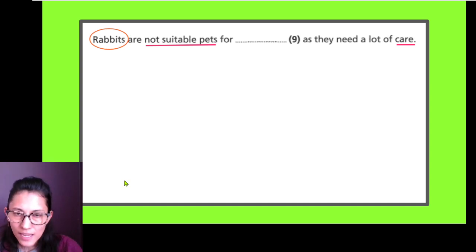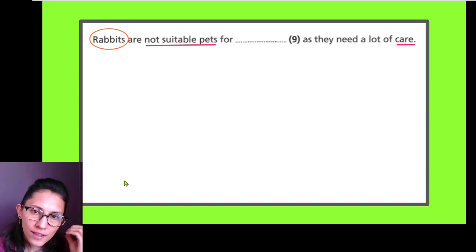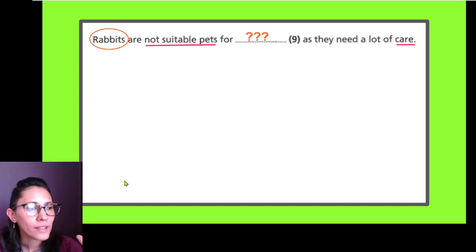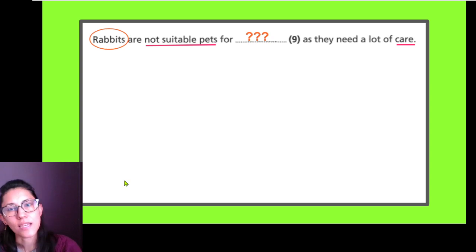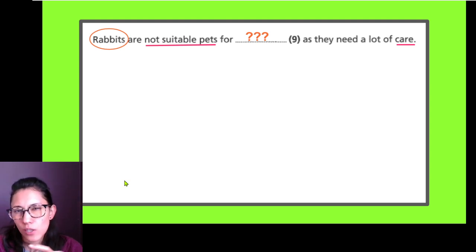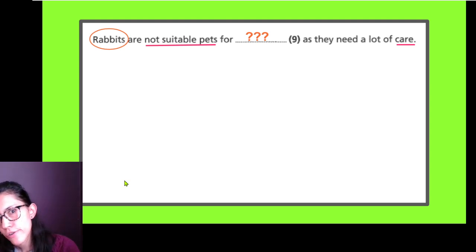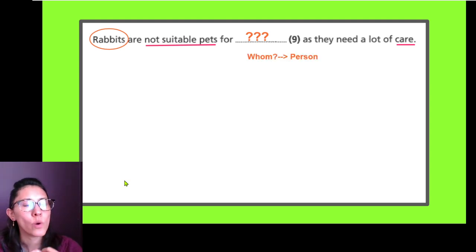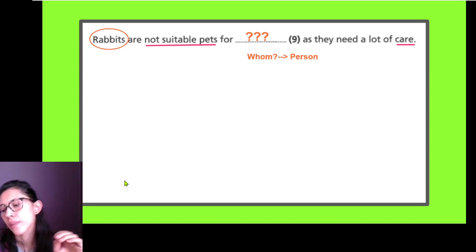And instantly, immediately after, and as soon as you can and as fast as you can, you need to answer the question, what kind of word you need, okay? Because if you don't ask yourself that question, like, what do I need to write here? You may get a little bit lost, okay? So for this one, you have rabbits are not suitable pets for whom? For whom? For what kind of person they are not suitable, okay?